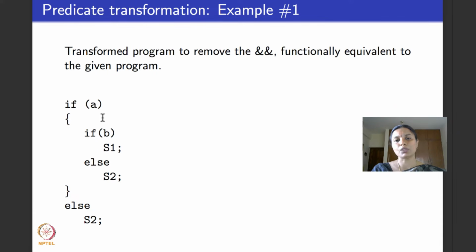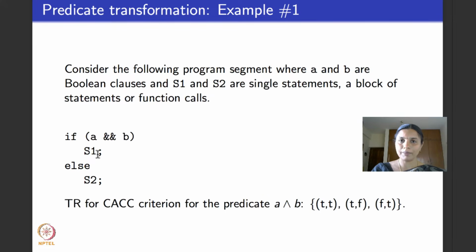I said if A is true and B is true, do S1. Else, which means if A is true and B is false, do S2. If A itself is false, don't bother about checking B because A and B is going to be false. Directly do S2. So this captures exactly the same semantics as this program.